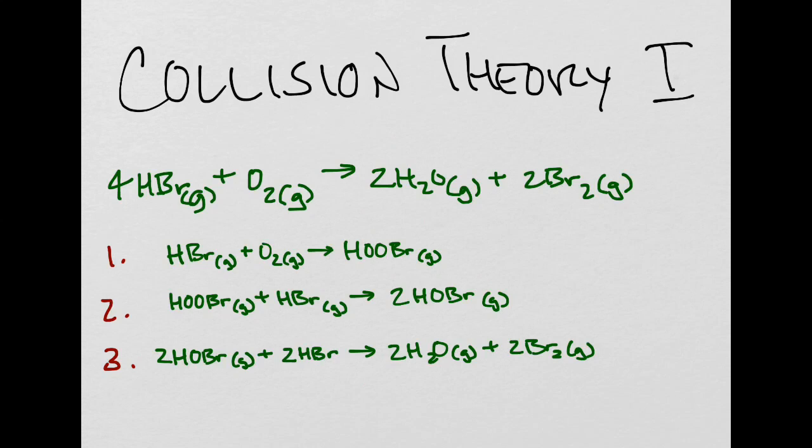And the other thing that's important here is don't forget there's a rate determining step. In this case, it happens to be number 1. So this number 1 is relatively slow, whereas these two are fast.